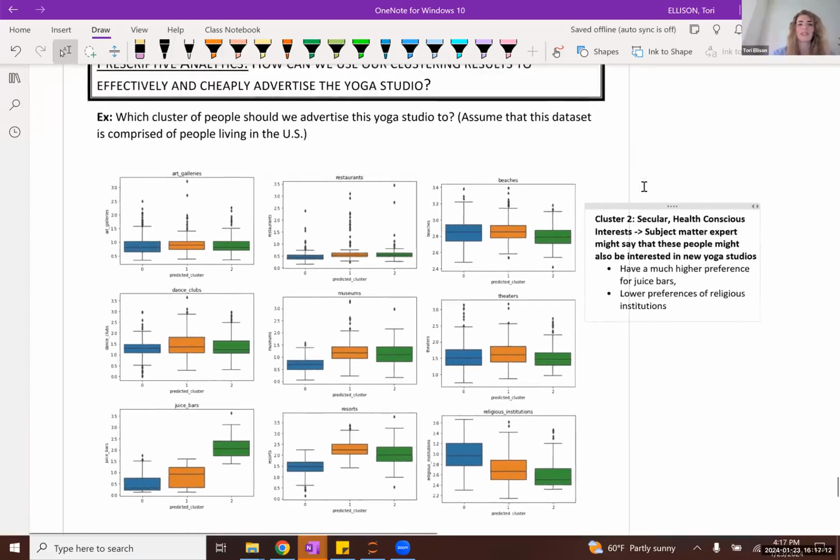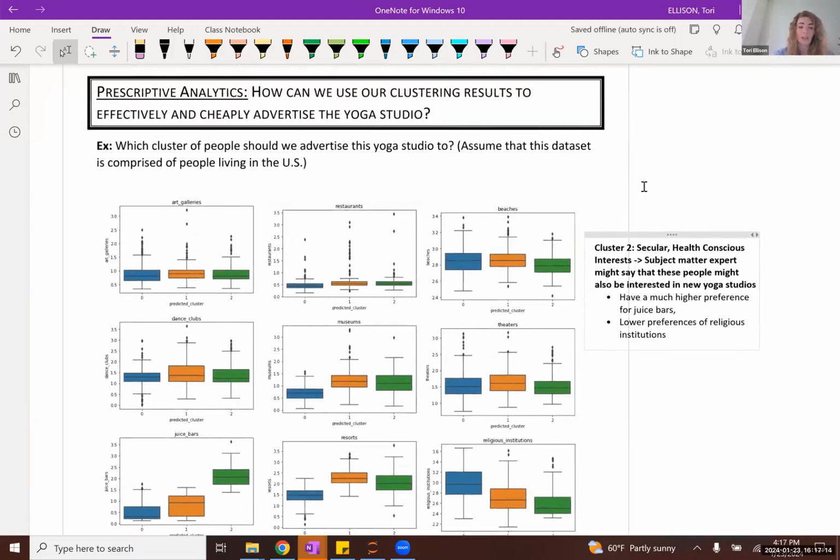Okay, so this is an example about how you might actually take your unsupervised learning analysis, your descriptive analytics, and use it for prescriptive analytics purposes. Or in other words, how do you use your insights to come up with the best prescription or the best decision for, let's just say, your business.